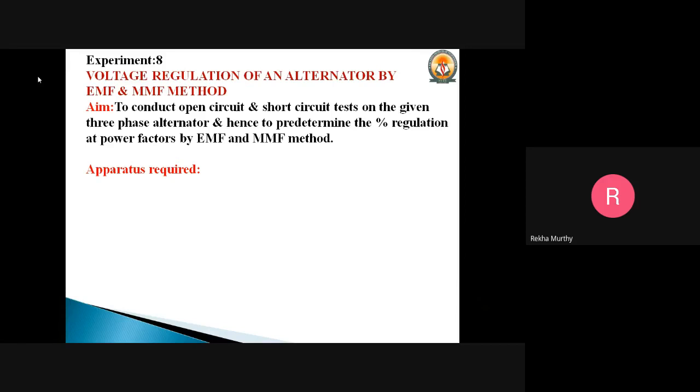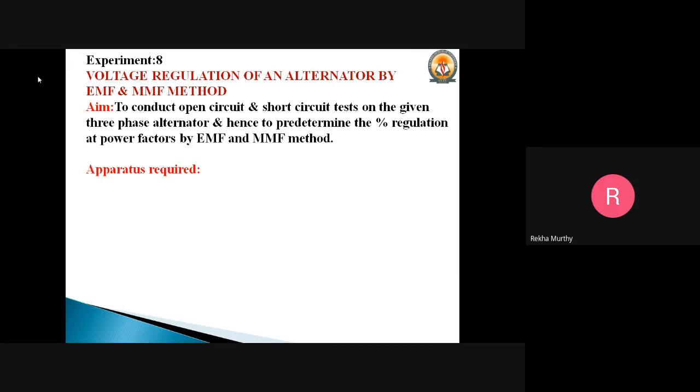From the open circuit test, we can bring out the open circuit characteristics, which is the graph of open circuit voltage against the field current. This is possible by conducting an open circuit test. And from the short circuit test, we can obtain the characteristic, which is a graph of short circuit current against the field current.